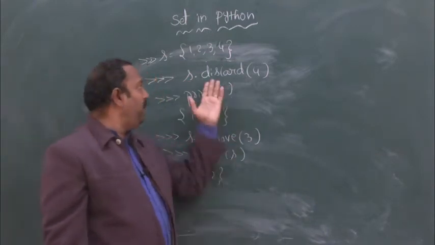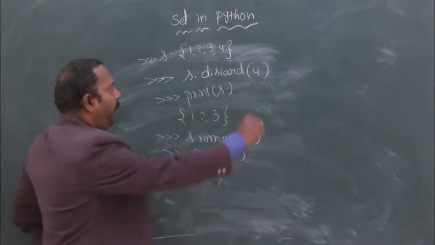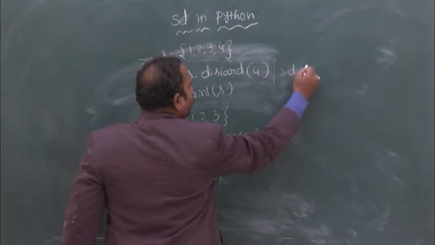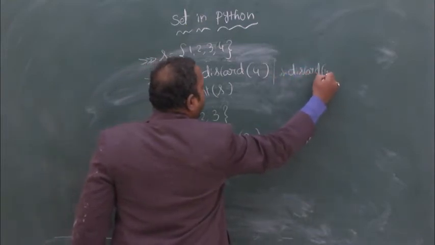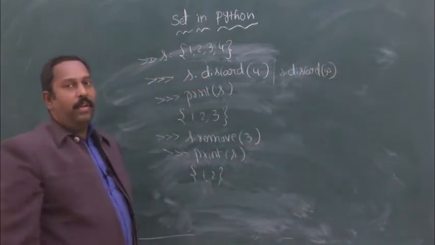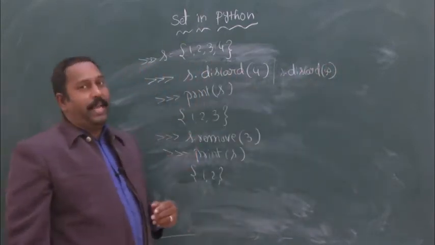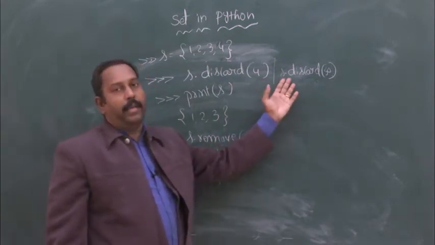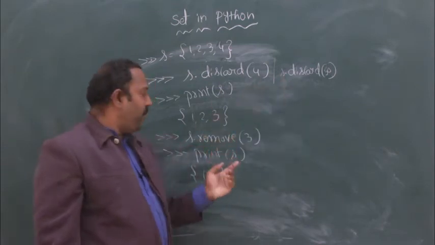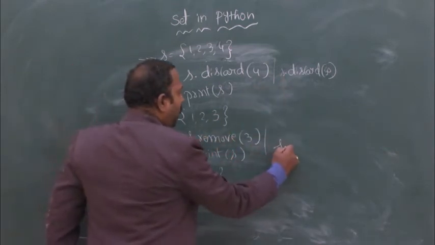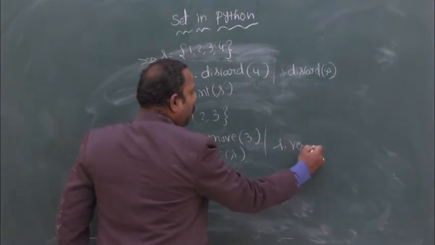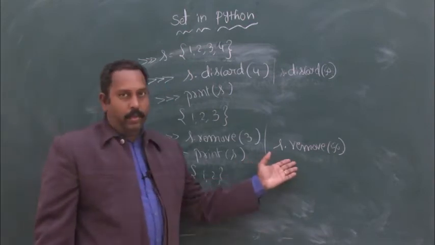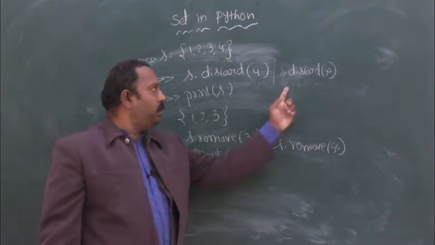Then what is the difference between discard and remove? Suppose in this case I have given S dot discard of 50. 50 is not available in the set. So what is the output you'll get? You won't get any error in the case of discard. In the case of remove, suppose I have given S dot remove of 50, then you will get an error. So that is the difference between discard and remove.